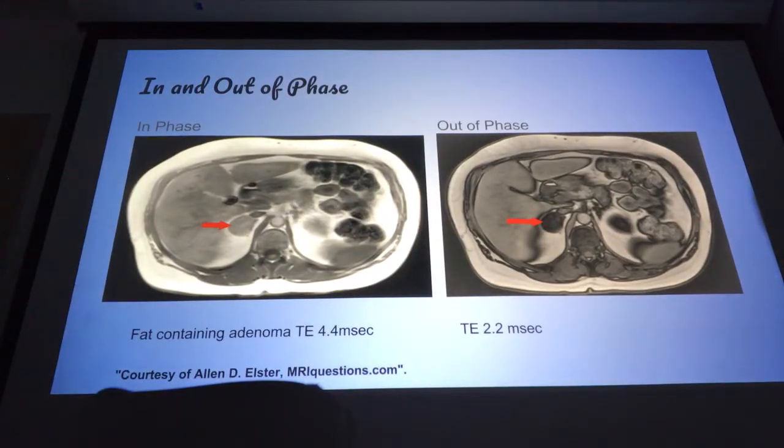So here's an example of that. It's an abdominal scan. On the left, in phase at 4.4 milliseconds, there's signal in that adrenal gland. Out of phase, that signal drops off because those fat and water spins have canceled each other out, and you have a loss of signal confirming that it is an adenoma containing fat.